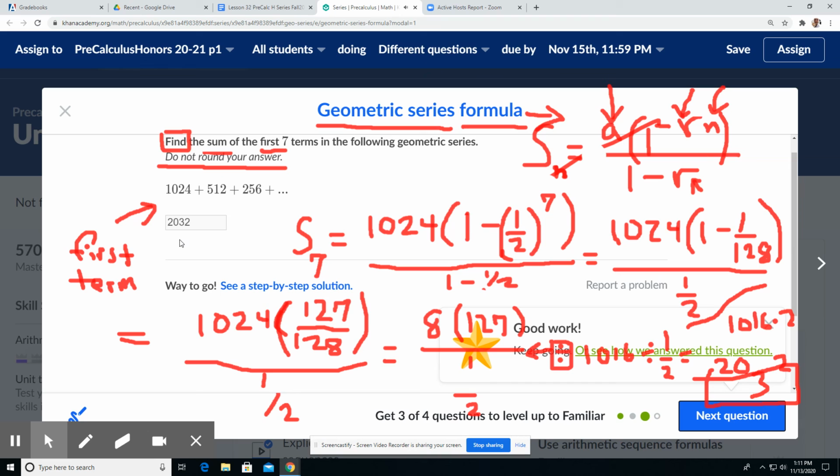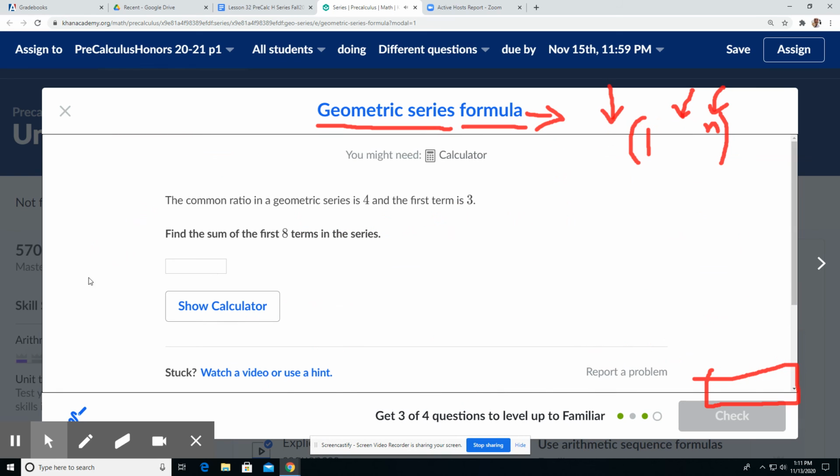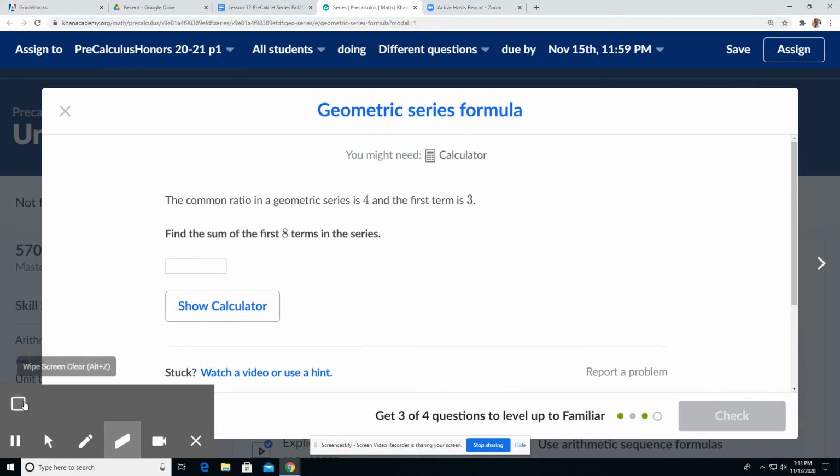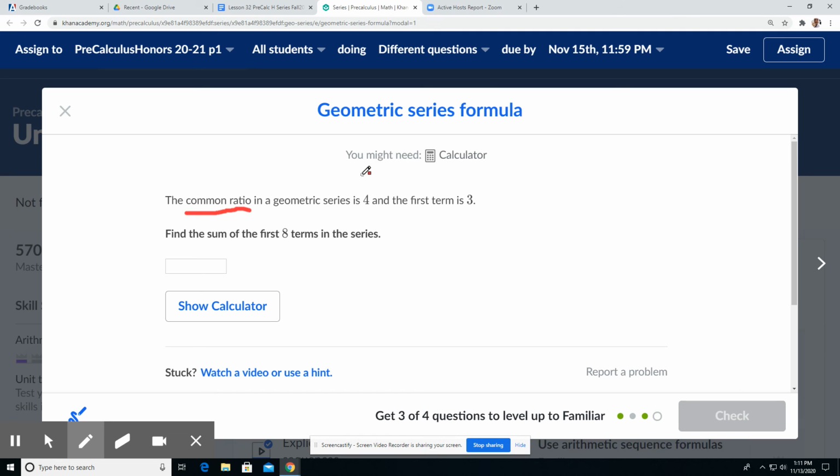Okay, let's see if the next one's any different. All right. The common ratio is 4. First term is 3. So the common ratio in the geometric series, they're giving you R. The first term is 3. That's the A. Find the sum of the first 8 terms. That's our N.